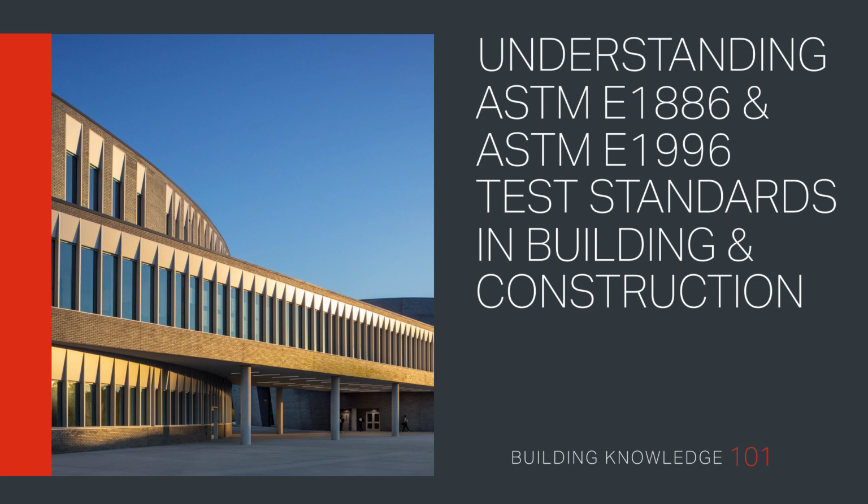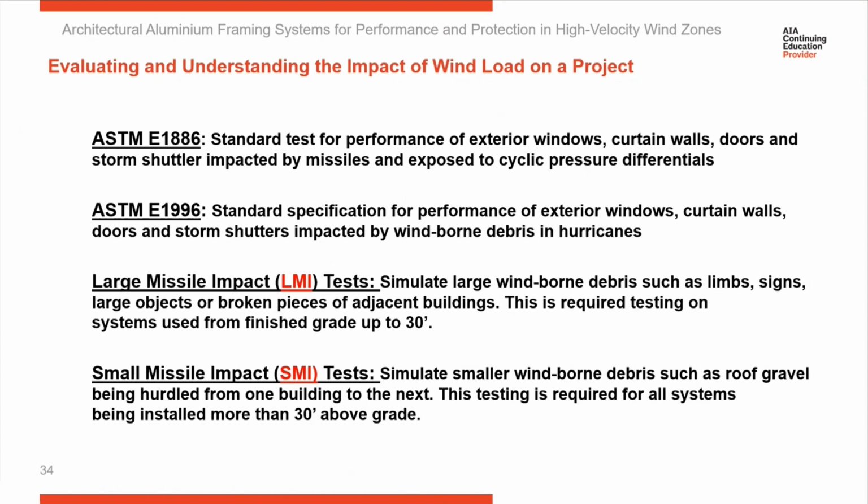In this video, we look at how the American Society for Testing of Materials, ASTM, test standards in building construction relate to matters including wind-borne debris in hurricane-prone zones. ASTM E1886 and E1996 are very similar standards. They talk about large and small missile impact testing and then cycle testing of air pressure.